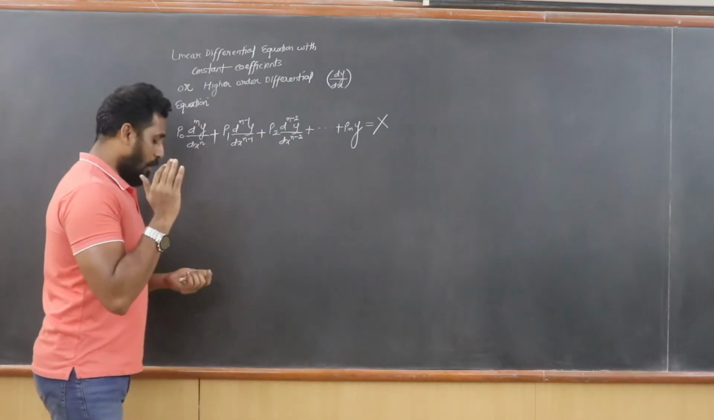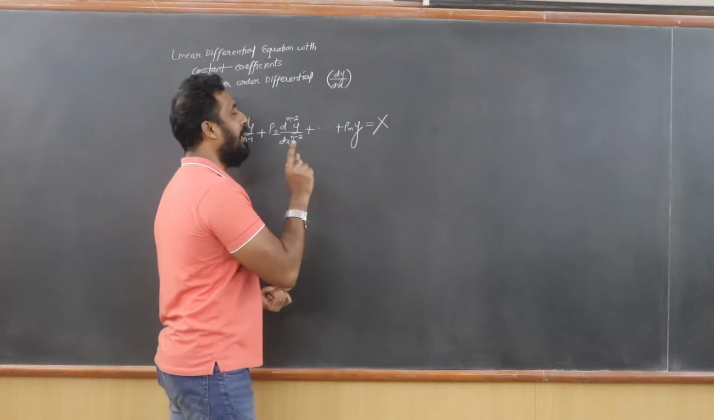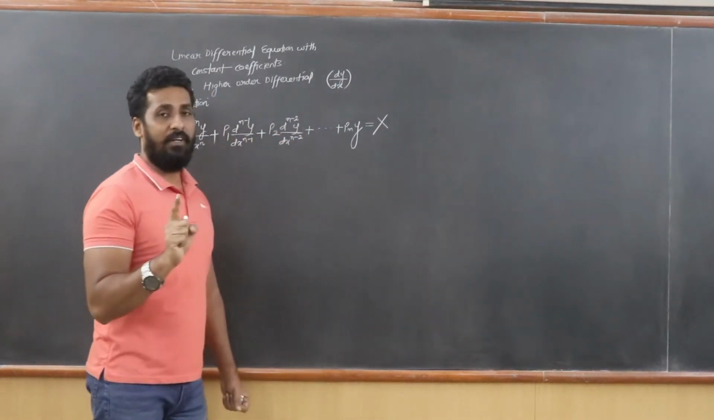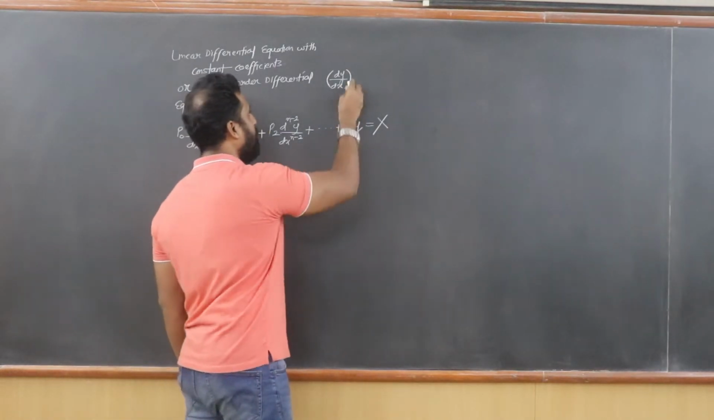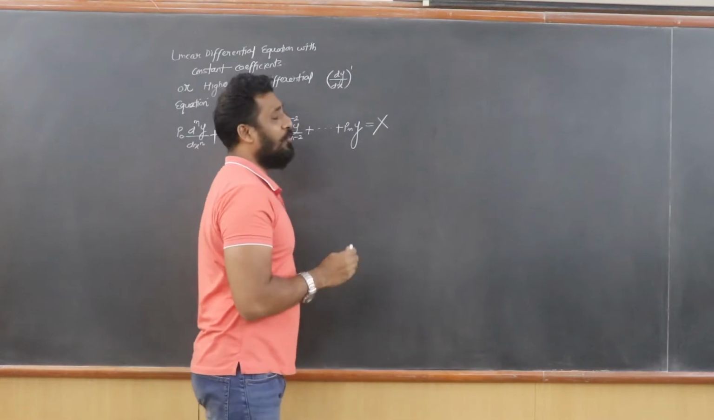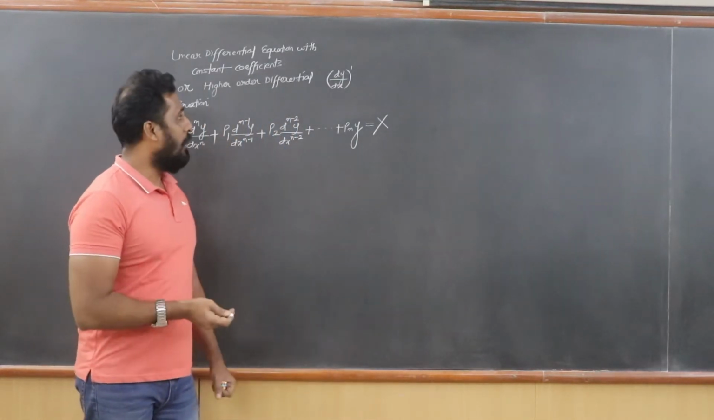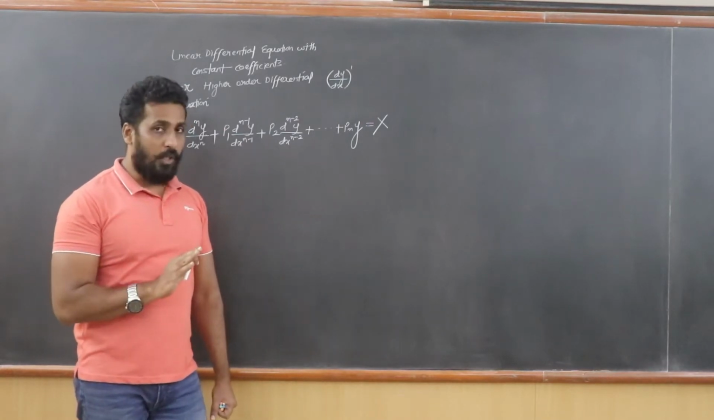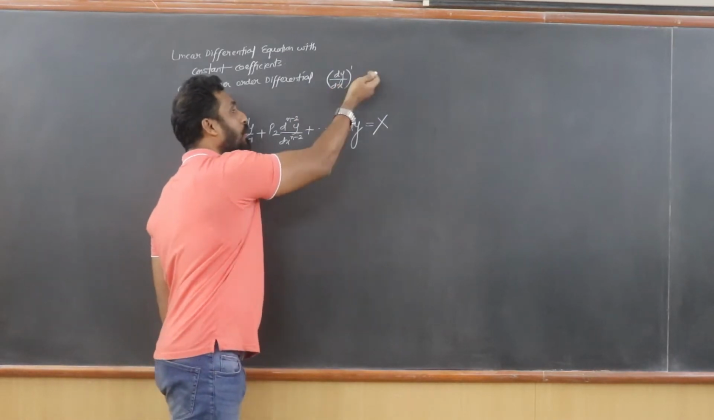Now, in the previous chapter, what we have seen was first order, first degree differential equations. When I say first order, it means dy by dx, only one time derivative will come. First degree means the power of dy by dx will also be 1. So that is called a first order and first degree differential equation. In today's lecture, we will be finding solutions to differential equations whose power, whose order is more than 1.